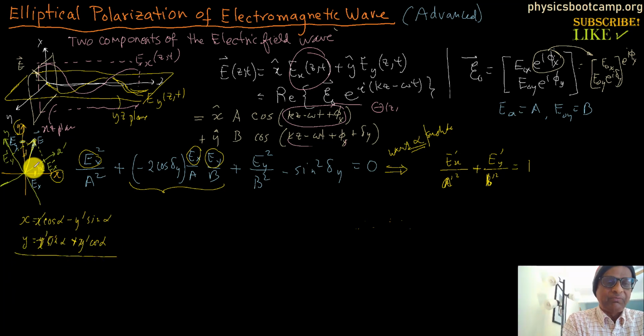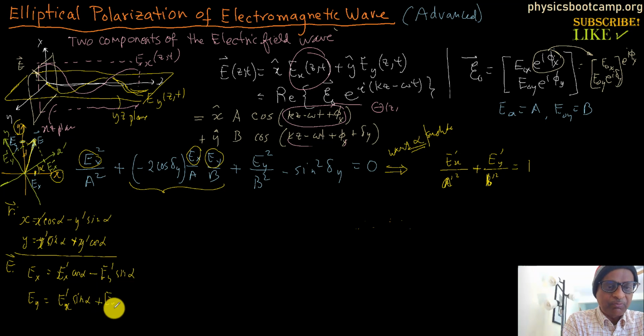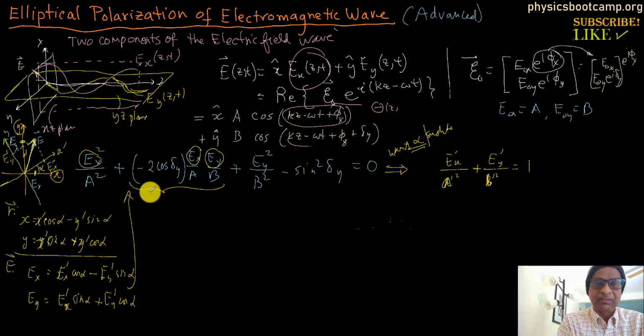So whether you do it for the vector r, which is this, or the vector E, it will be exactly the same way. Ex will be written as Ex prime cosine alpha minus Ey prime sine alpha, and Ey will be Ex prime sine alpha plus Ey prime cosine alpha. It's going to be written like that. And when you substitute in there, you're going to generate a whole bunch of terms, right?